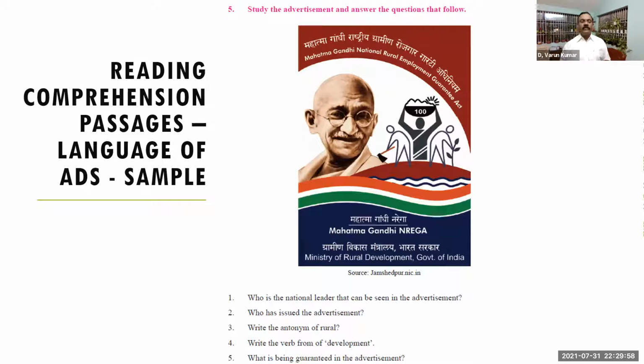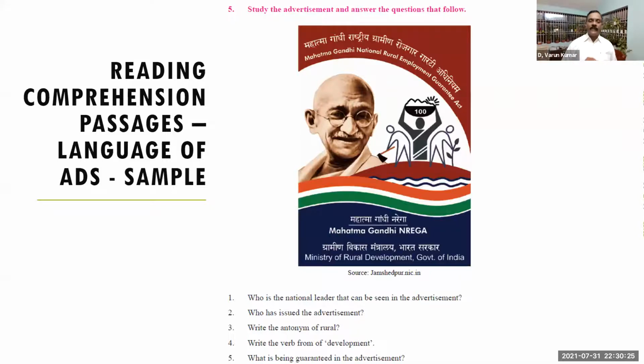It is an easy word. So the word rural comes in our previous classes also. Write the verb form of development. Development verb form. Development is the noun actually. And what is the verb form of development? And what is being guaranteed in the advertisement? What is being guaranteed? So that we can find easily in the advertisement.